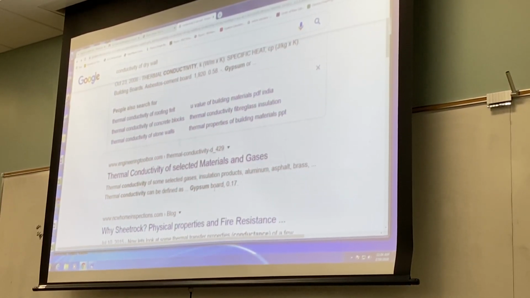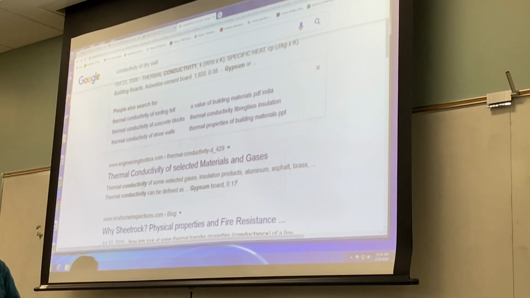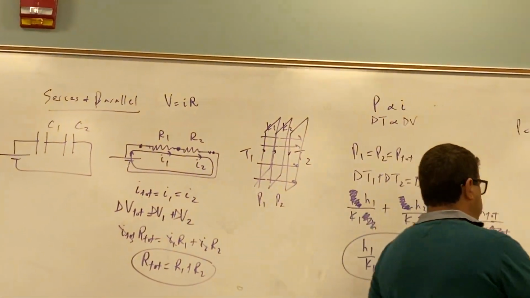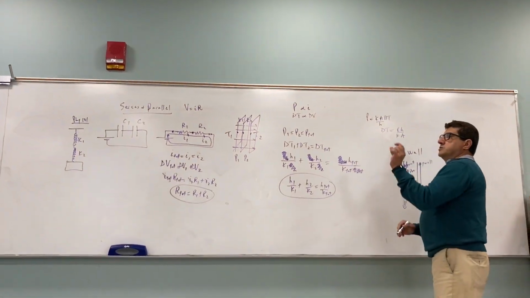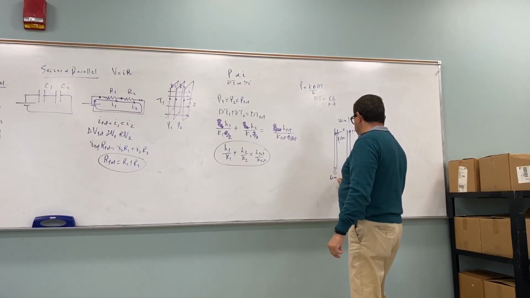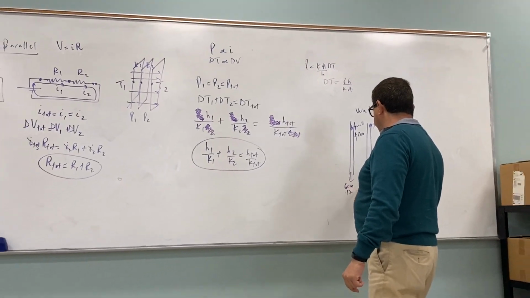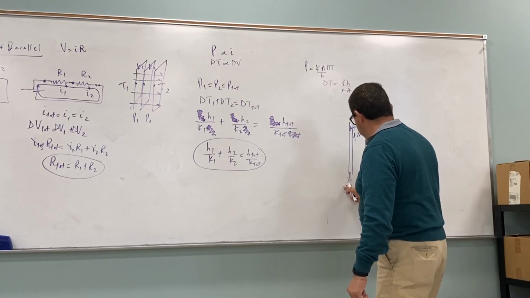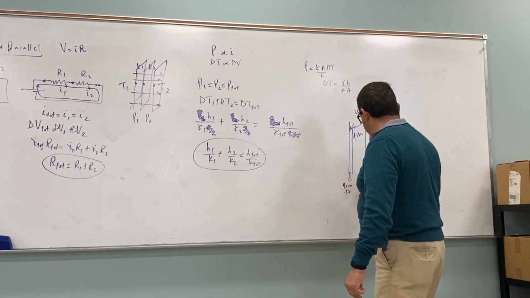Let's just say we use this gypsum board, 0.17. Yeah, it's called a gypsum board. Oh, it is? Okay. So let's say that is something like this. So I'm gonna make it 6 centimeters, 0.17, 6 centimeters, 0.17. Let's make it a little less, 4.